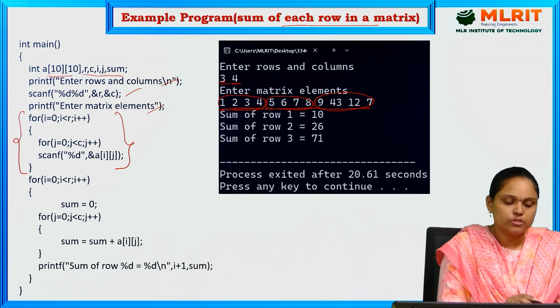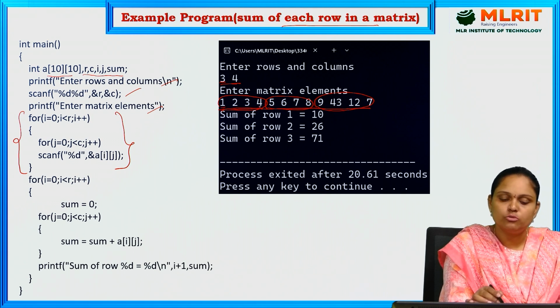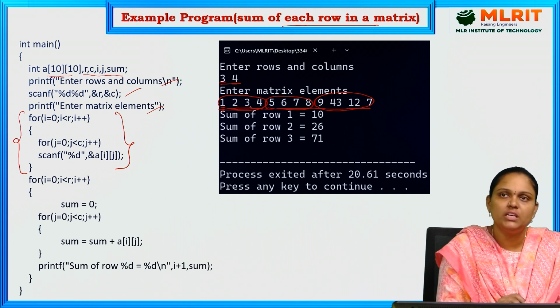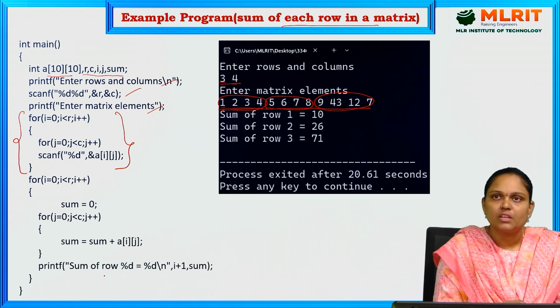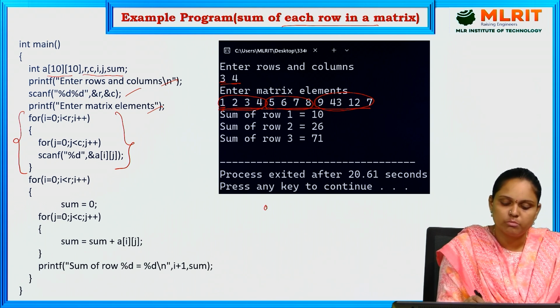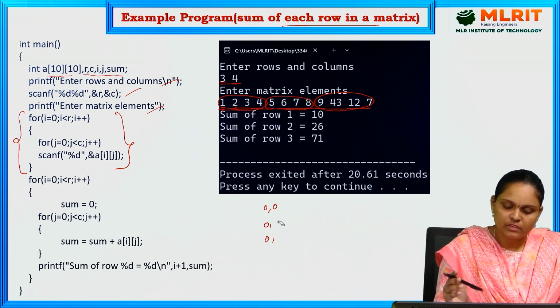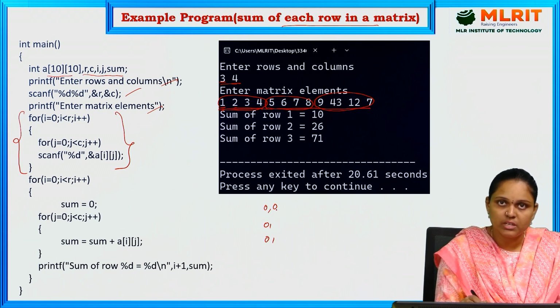So the sum of the first row. To find this sum, we require the index values of these elements. The first element's index value is 0, 0, and the next element's index value is 0, 1, and the next third element's index value is 0, 2.